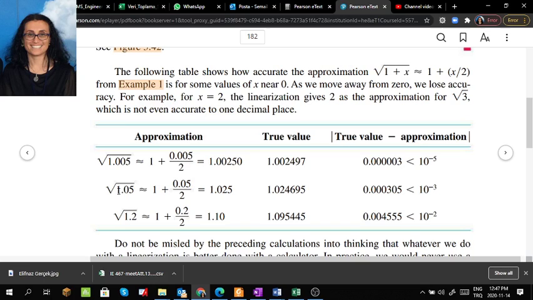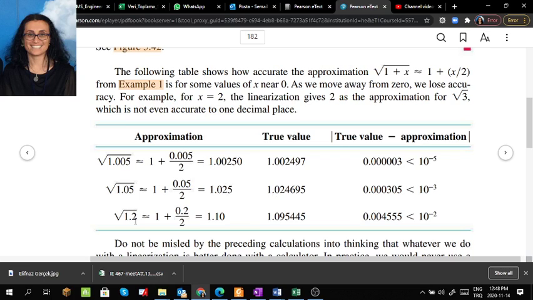Let's look at the second one, which is square root of 1 plus 0.05. By the standard approximation, this is approximately equal to 1 plus x over 2, where x is 0.05. If you calculate that, easily, it is 1.025. You can calculate this part by hand, but the true value you cannot calculate by hand. You have to use a calculator. Look at these two, how close they are to each other.